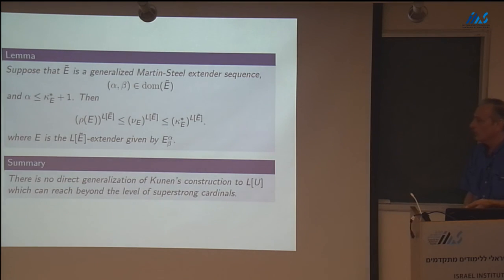So there's no direct construction, direct generalization to LMU which can get beyond the level of super strong cardinals. That's what this is all saying. You cannot, the Martin-Steele theory went as far as it can go. You cannot get past super strong. And then the coding you can't block is the image of the critical point.